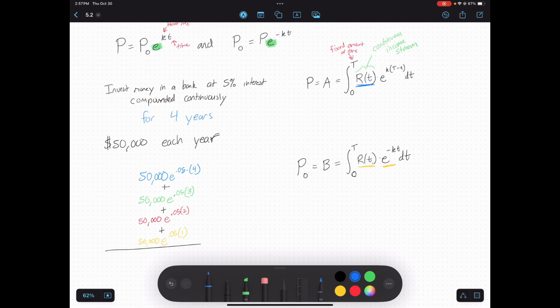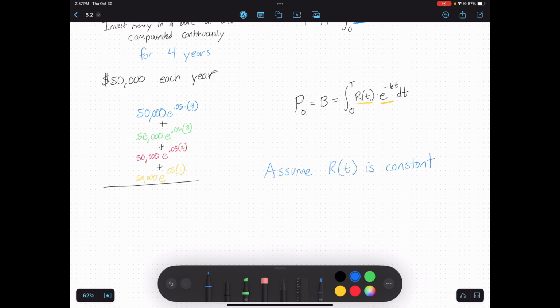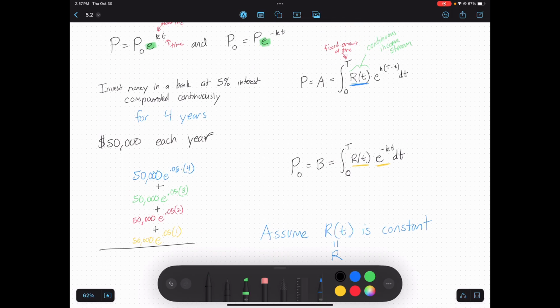What we're actually going to do for this section is assume that your income stream is constant, meaning you're always contributing the same amount to your account every single year. You're always adding the same amount. Well, if it's a constant, then I can just write that as capital R instead of R of t because it's staying the same. It doesn't depend on t. If I do that, then my integration actually becomes much simpler. Since R is a constant, I can pull it out in front of my integral, and then I just have this integral of e to the negative kt, which we have an antiderivative formula for.